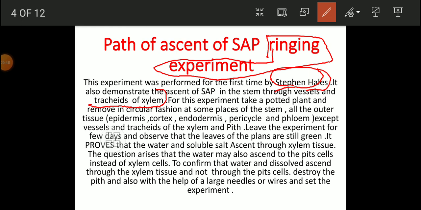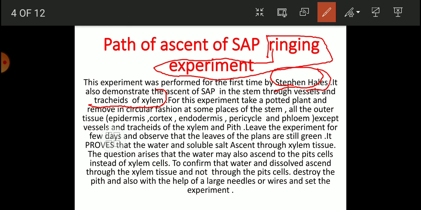We will be able to prove that the path of ascent of sap is through the vessels and tracheids of xylem. Now, we will get an idea about that ringing experiment first of all.